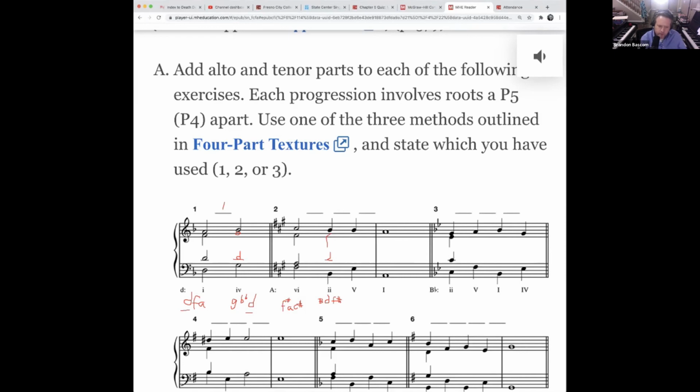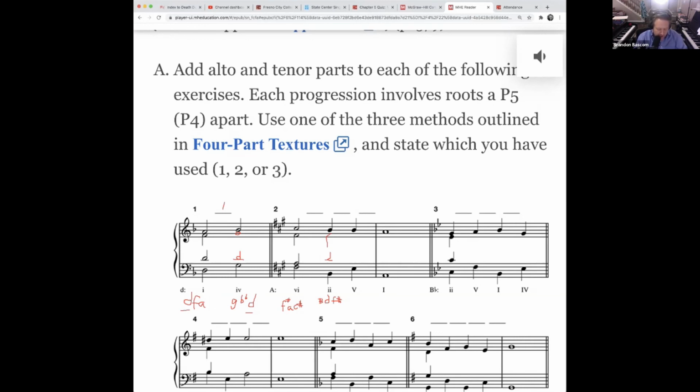Do we have a third? Yeah. We do. Do we have a common tone? We do. Do we have stepwise motion? We do. But the stepwise motion is in the same direction as the bass. Does that matter? Dun, dun, dun.